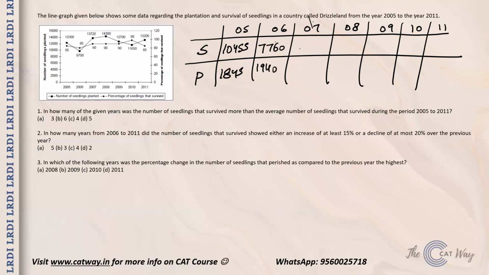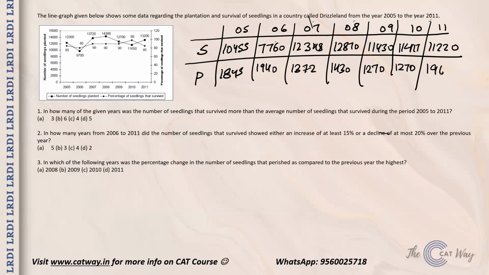And similarly, we will fill the table for all the years. In 2007, 12,348 survived and 1,372 perished. In 2008, 12,870 survived and 1,430 perished. In 2009, 11,430 survived, 1,270 perished. In 2010, 11,417 survived, just a second guys, and 1,270 perished. And similarly in 2011, 11,220 survived, 1,960 perished. Now we can move to the questions.